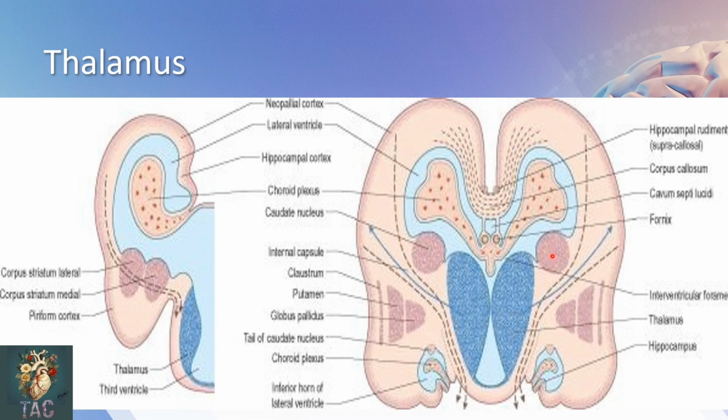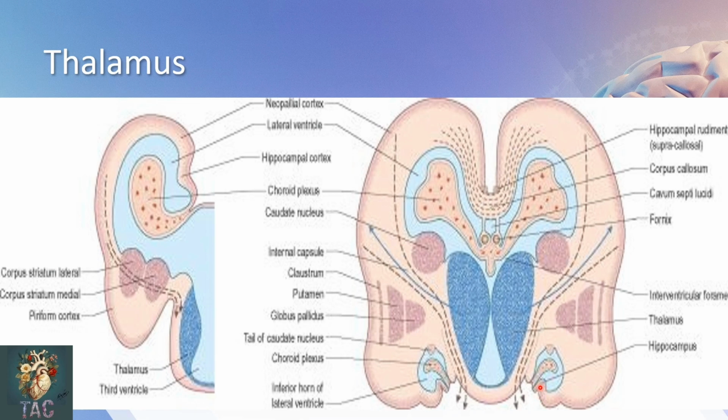The dorsomedial portion of corpus striatum will form the caudate nucleus, and the ventrolateral portion will form the lentiform nucleus, that is putamen and globus pallidus. Initially these thalami are in connection with this ventrolateral portion, but because of the developing fibers of the neocortex, these centrifugal fibers which are developing from the neocortex and going downward to the midbrain and the lower centers, they will form the internal capsule. So as a result of development of the internal capsule, the thalamus will be separated from this lentiform nucleus, that is putamen and the globus pallidus.